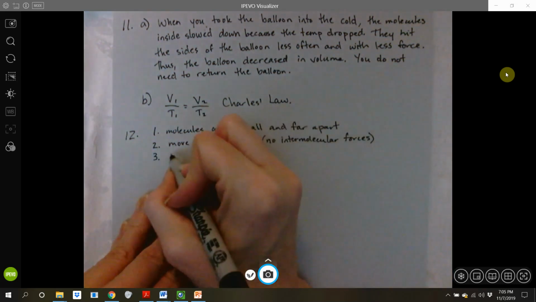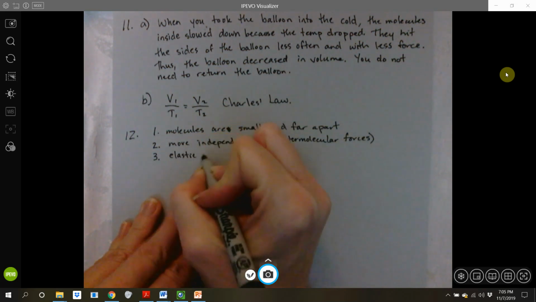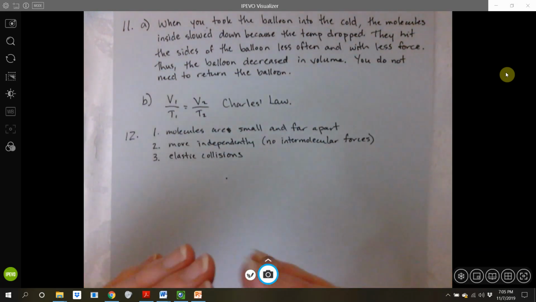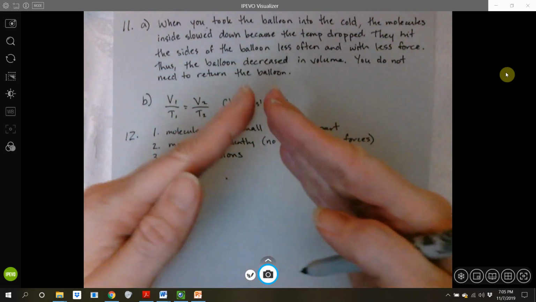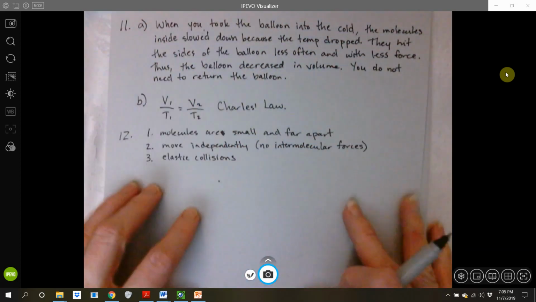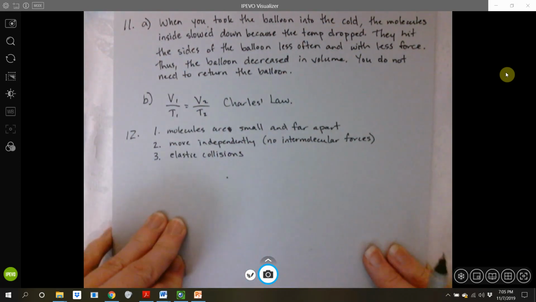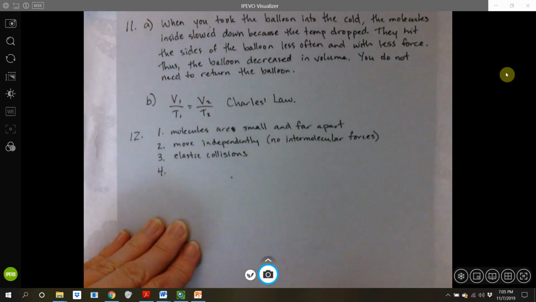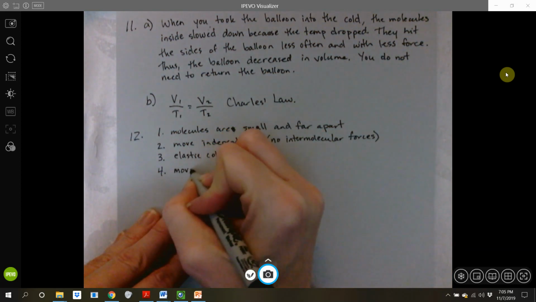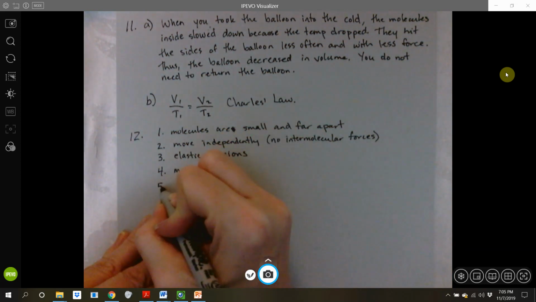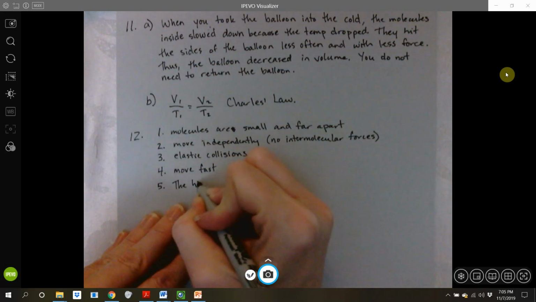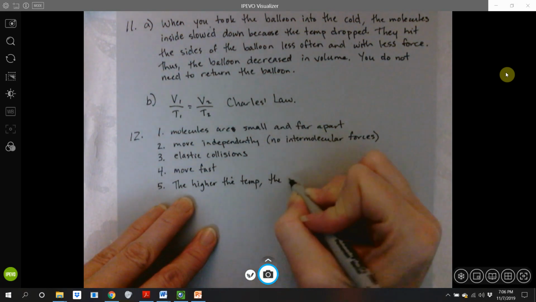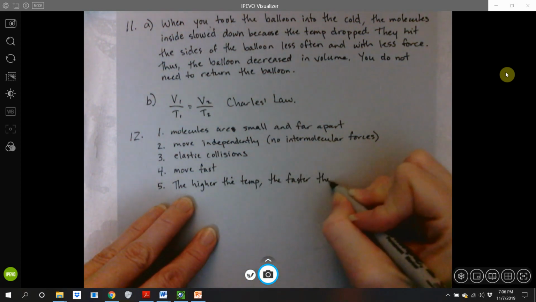We also know that they have elastic collisions, meaning that when they collide, the total kinetic energy going into the collision is the same as the kinetic energy coming out. They don't slow down by banging into other molecules. Number 4, they move really fast. And number 5, the higher the temperature, the faster they move.